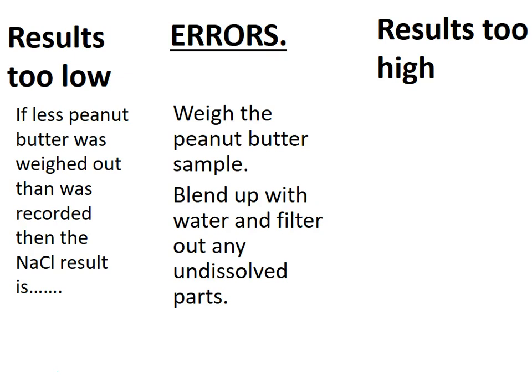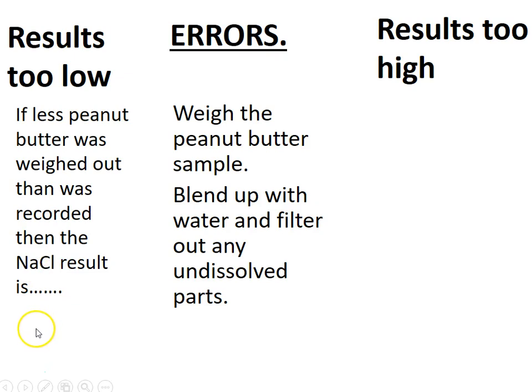If less peanut butter was weighed out than was recorded, so you wrote down that you had 7.802, but you actually didn't end up dissolving all of that mass. So maybe you moved that from the container you used to weigh it out into a different container, you scraped it off and put it in, and you didn't scrape it all out, and you left some behind. So the salt that you would be dissolving would be less. There would be less salt in there because you'd left some peanut butter.